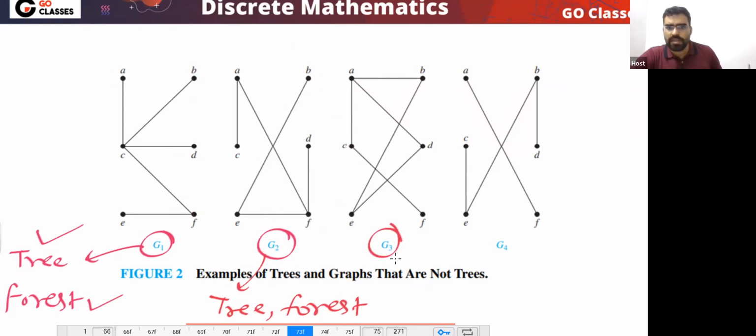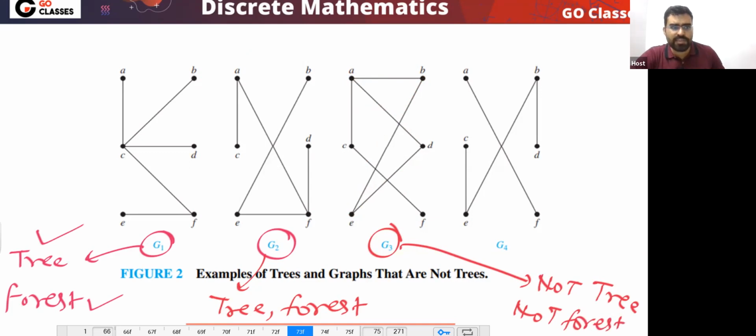What about G3? What do we have in G3? What do you think? In G3, we have a cycle A, B, D, E. So this G3 is neither a tree nor a forest, because we have a cycle. Which cycle do we have? See this cycle: A, B, E, D. So we have a cycle of length 4.